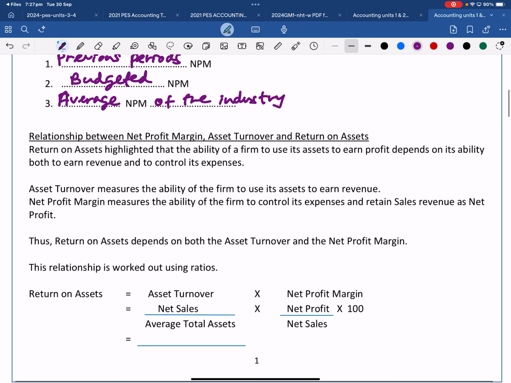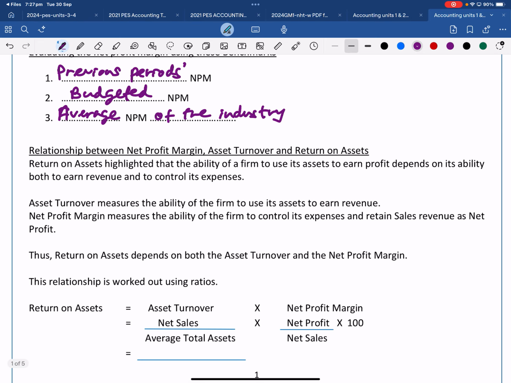Now guys, what is net profit margin? Net profit margin calculates for every dollar of net sales how much of net profit has been earned in the business. Basically net profit margin evaluates the expense control, so what level of net profit has been retained from the total sales that we earn.